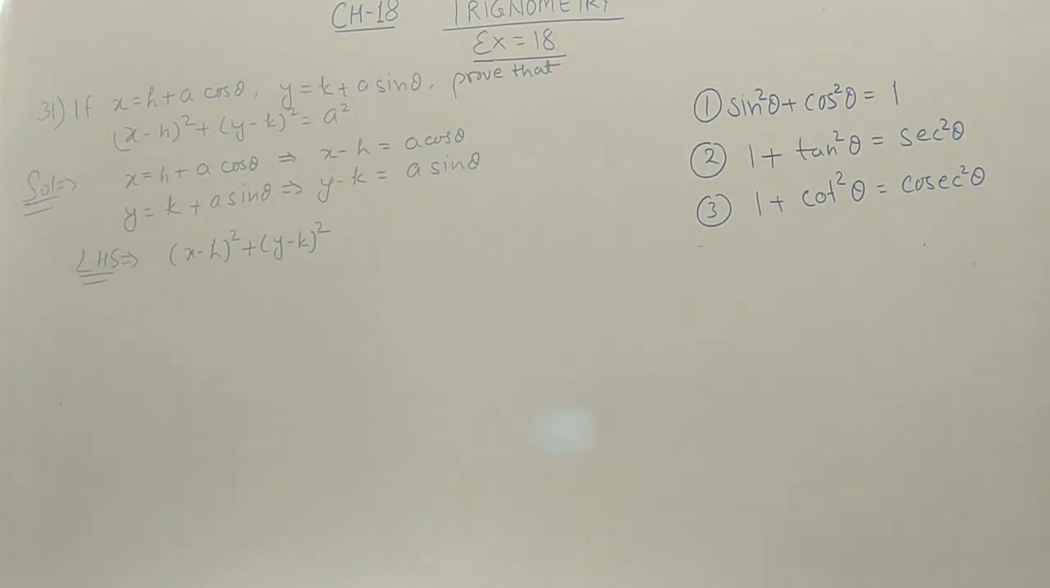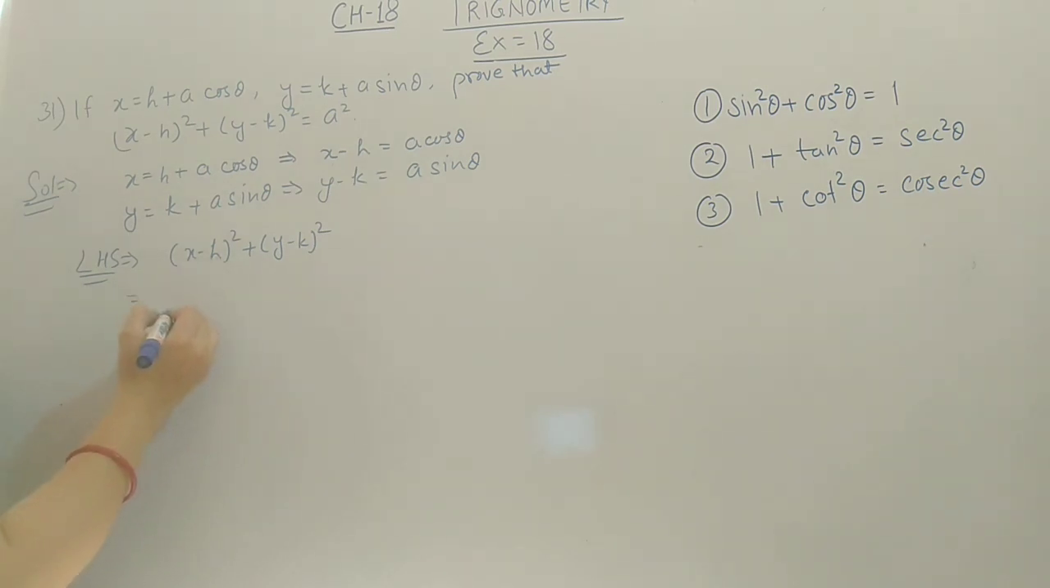Next question number 31. If x is equal to h plus a cos theta and y is equal to k plus a sin theta, we have to prove x minus h whole square plus y minus k whole square is equal to a square. So first we have x is equal to h plus a cos theta. This h I am shifting to this side, so I have x minus h is equal to a cos theta, because I want the value of x minus h here. Similarly for the second one, this k we can shift here and we will get y minus k is equal to a sin theta. Now we will take the left side, and in the left side we will substitute these values.